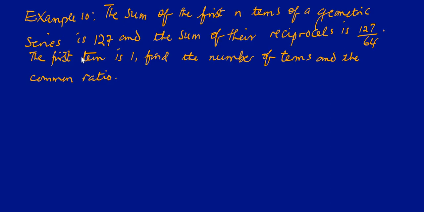Example 10. The sum of the first n terms of a geometric series is 127, and the sum of the reciprocals is 127/64. The first term is 1. Find the number of terms and the common ratio. Solution.